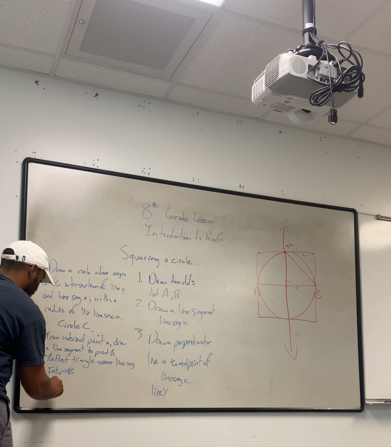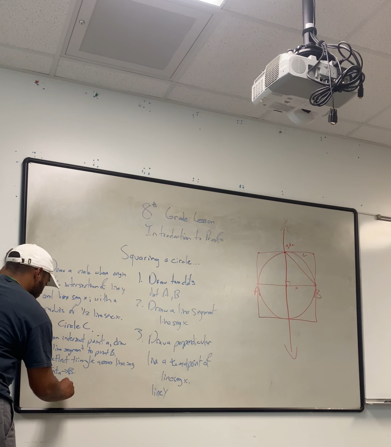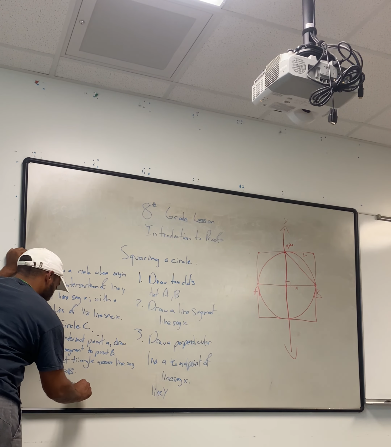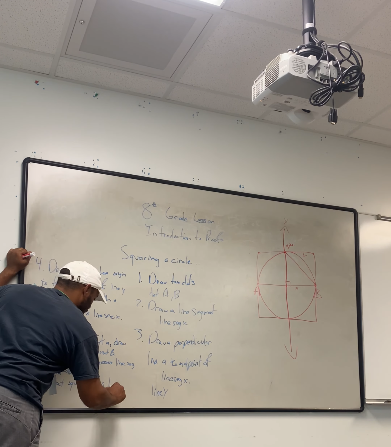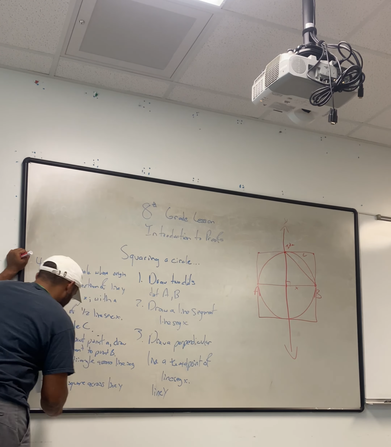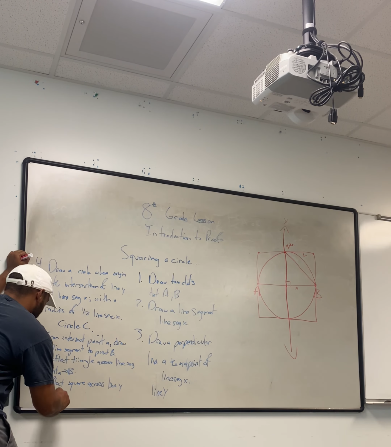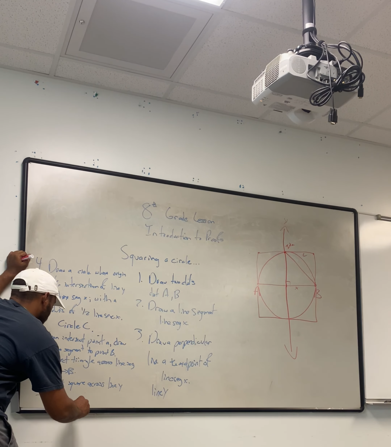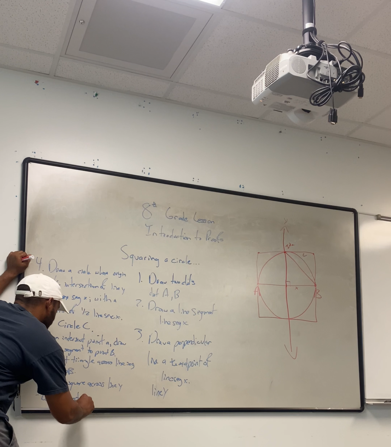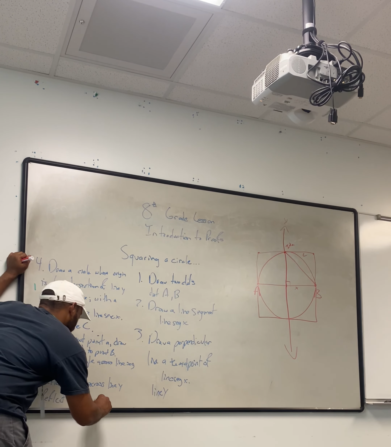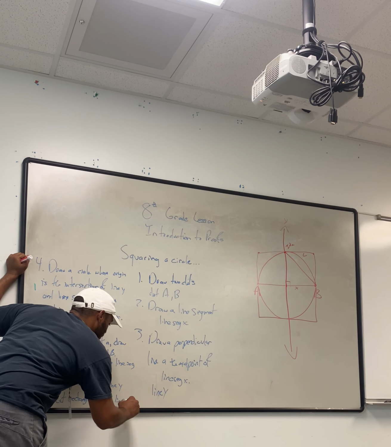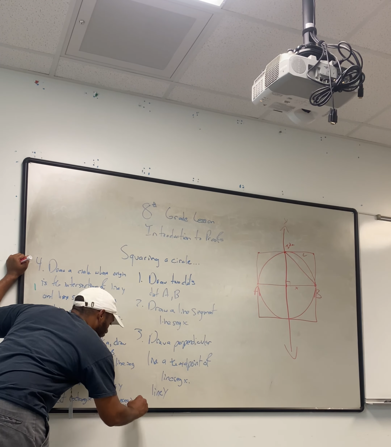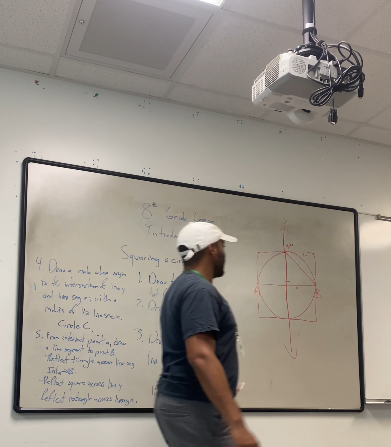And then we're going to reflect square across line Y. And then we're going to reflect rectangle across line segment X. And that's it.